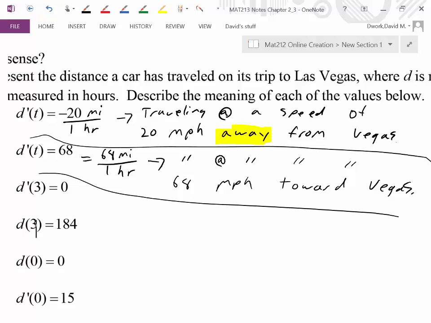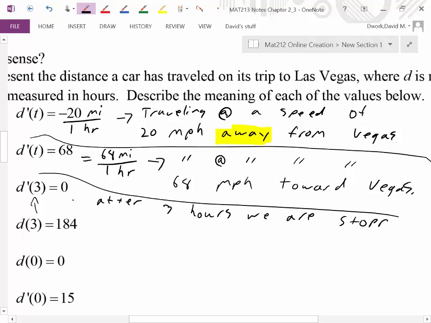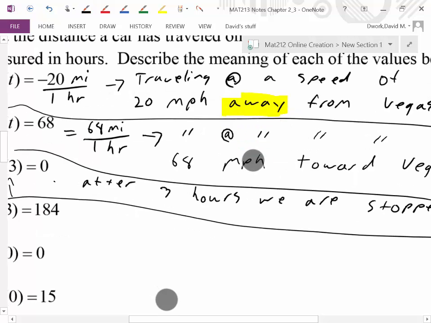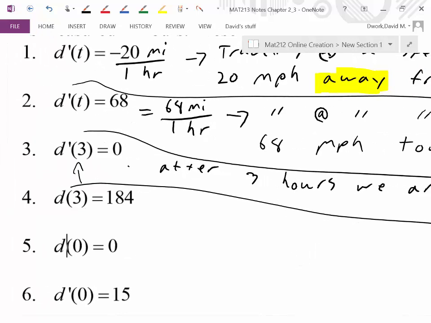Well, absolutely. Maybe you're at a stoplight, or maybe you stop for lunch, or something like that. But the idea here is, oh, and then please note, there's also a time. So we can include that in the meaning as well. So what I'm going to say here is something like after 3 hours, we are stopped. Maybe you actually reached Vegas and you're there, so why would you drive anymore? Okay. So hopefully that makes sense.